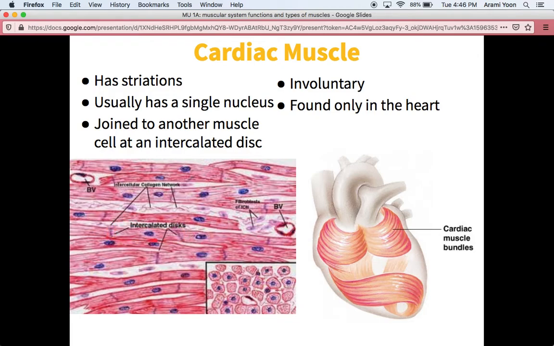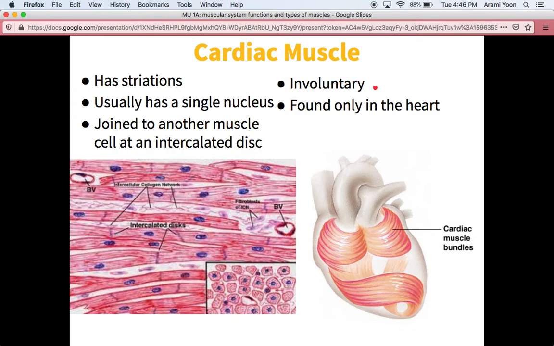So here is one cardiac muscle cell. Here is another cardiac muscle cell. And then in between the two, there's this intercalated disc. These are clearly visible under a microscope. And once again, they're called intercalated discs.